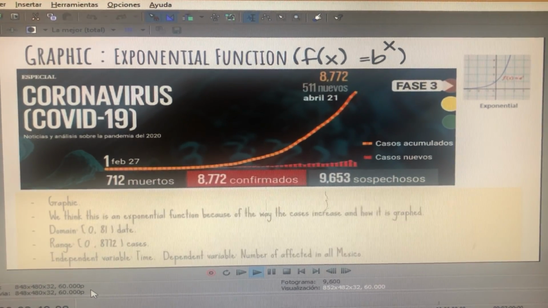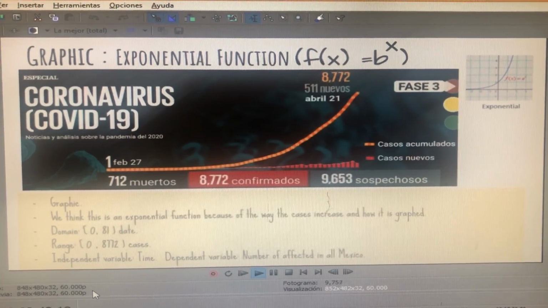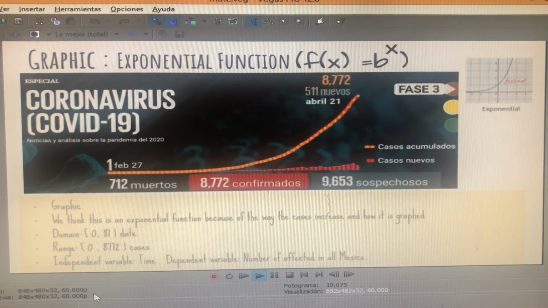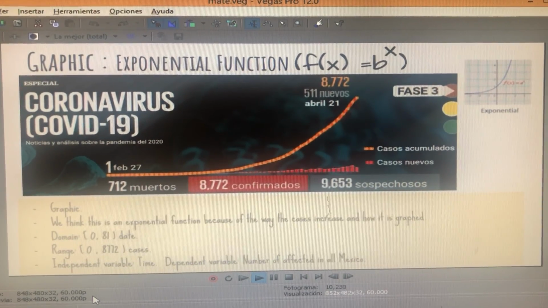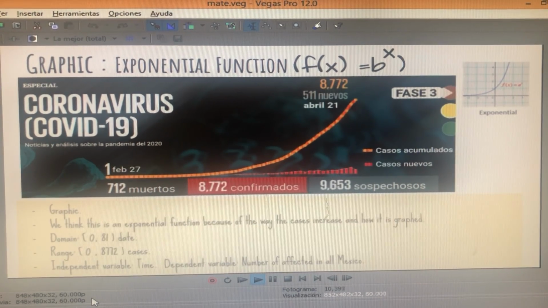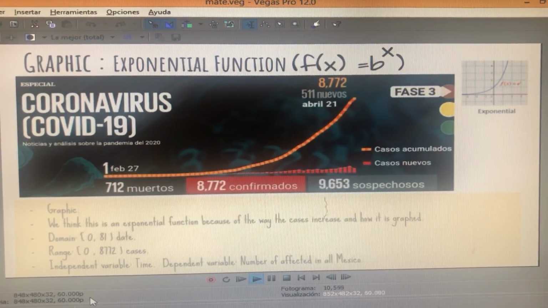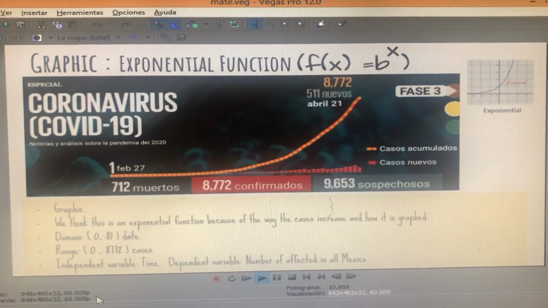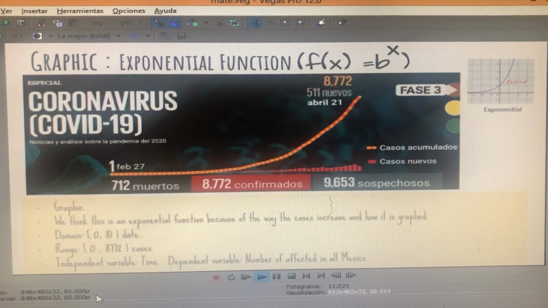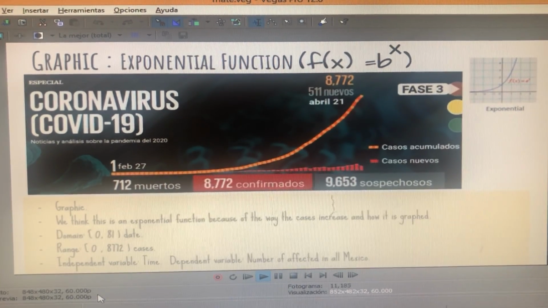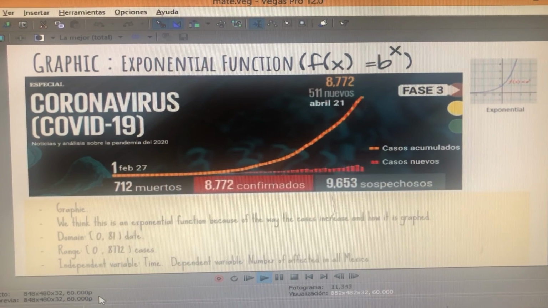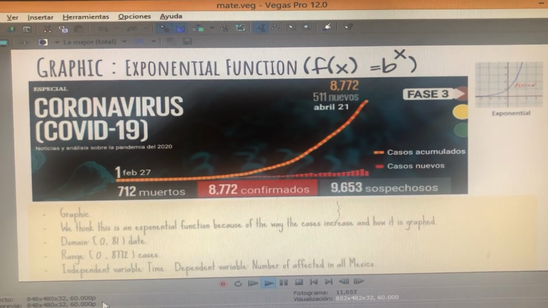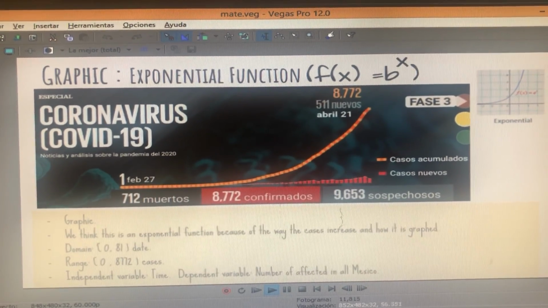Next function is an exponential function, and it's a graphic. We think it's an exponential function because of the way the cases increase and how it is graphed. This function is about COVID-19 in Mexico and how the cases have increased. Domain is 0 to 81, and it corresponds to the date, and the range is from 0 to 8,772, and it's the cases. The independent variable is the time, and the dependent variable is the number of cases in Mexico.